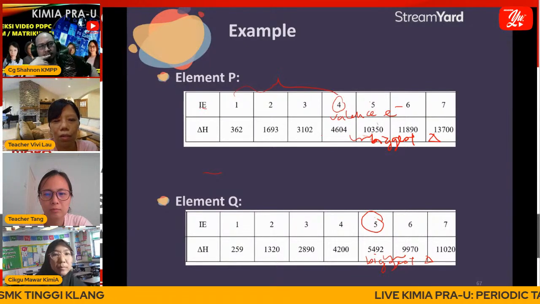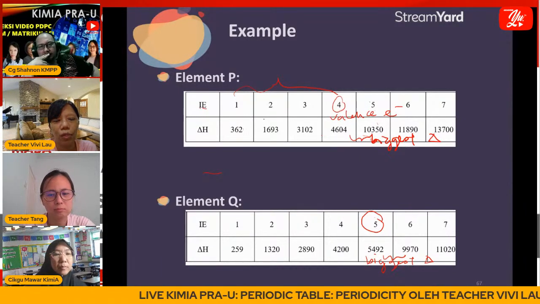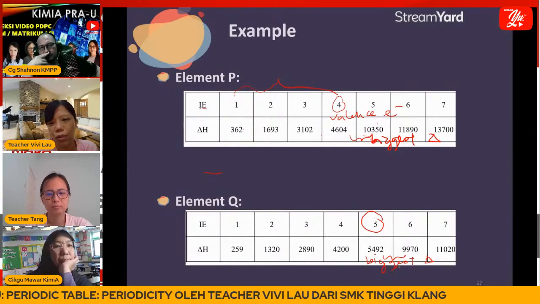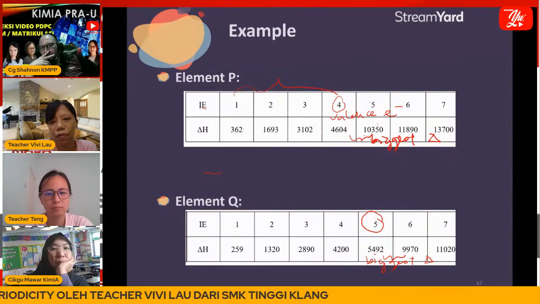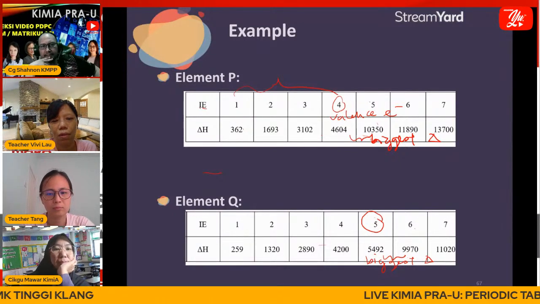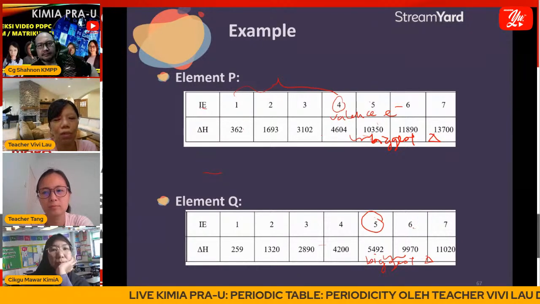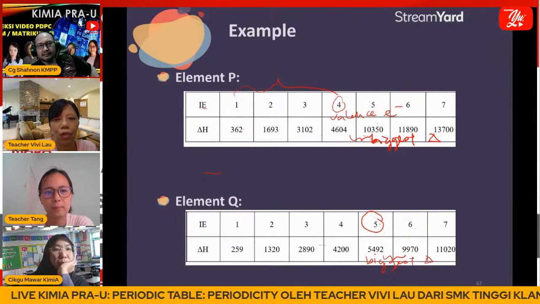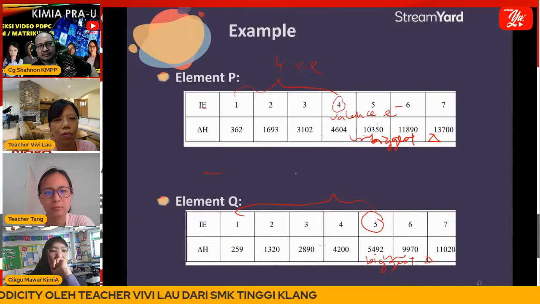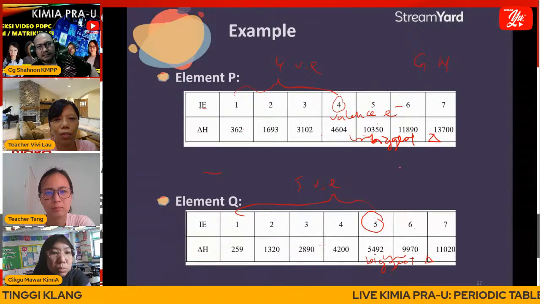Okay, then the second example, we have Q. So here you have to subtract each subsequent ionization energy. Here I already show that between the fifth and sixth ionization energy, we have the largest, biggest difference. So the sixth electron removed is from the inner shell, more difficult to remove, right? So you have 5 valence electrons. This one has 4 valence electrons, and here 5 valence electrons. So this one is group 14, and this one is group 15.